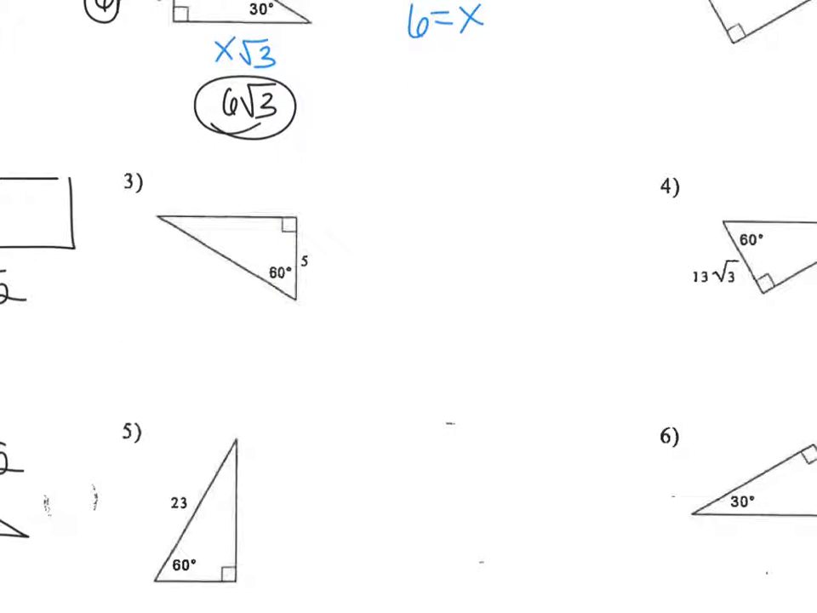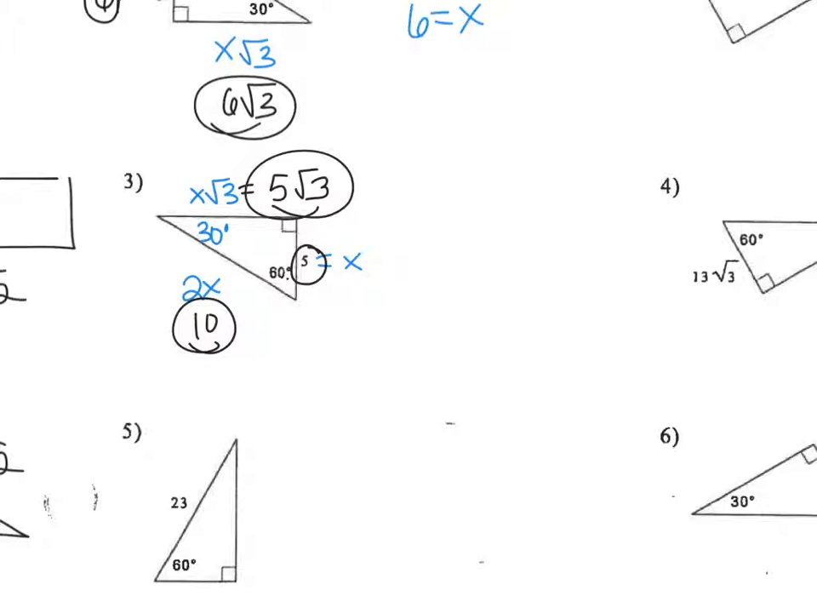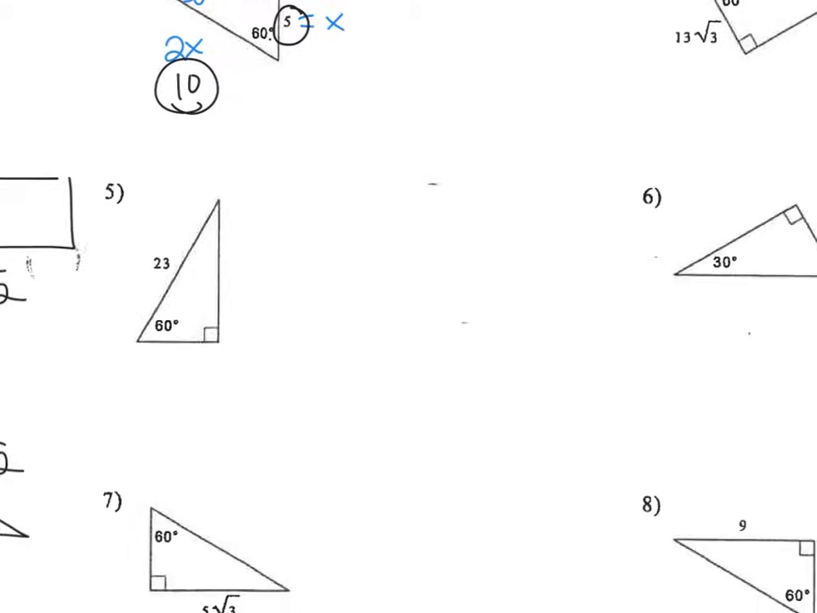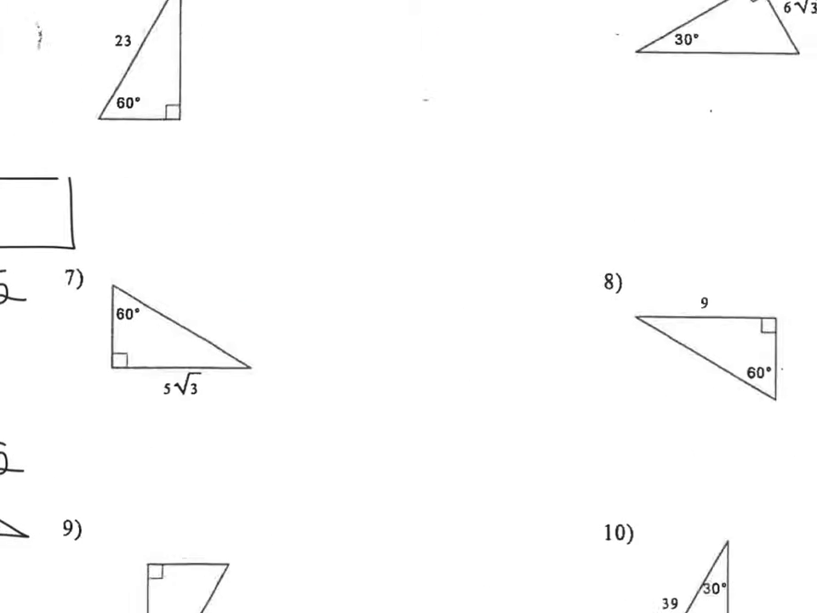For number 2, we are given x, which makes life super simple. So we know this is x because it's across from the 30 degrees. Across from the 60 degrees would be x root 3, and the hypotenuse would be 2x. So if x is 5, our hypotenuse would be 10, and then the leg across from 60 would be 5 root 3.